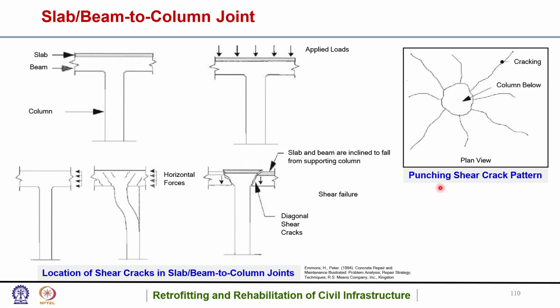And from the top, if you see this pattern, it can also be called a punching shear crack pattern, because there is subsidence. It has come down abruptly, there is a vertical deformation, it has subsided. So this is the column, this is the cracking, and because of this it has come down, subsided down. So this is punching. When it subsides, it's called punching shear crack pattern. And these are the locations of shear cracks in the slab-beam to column joint.